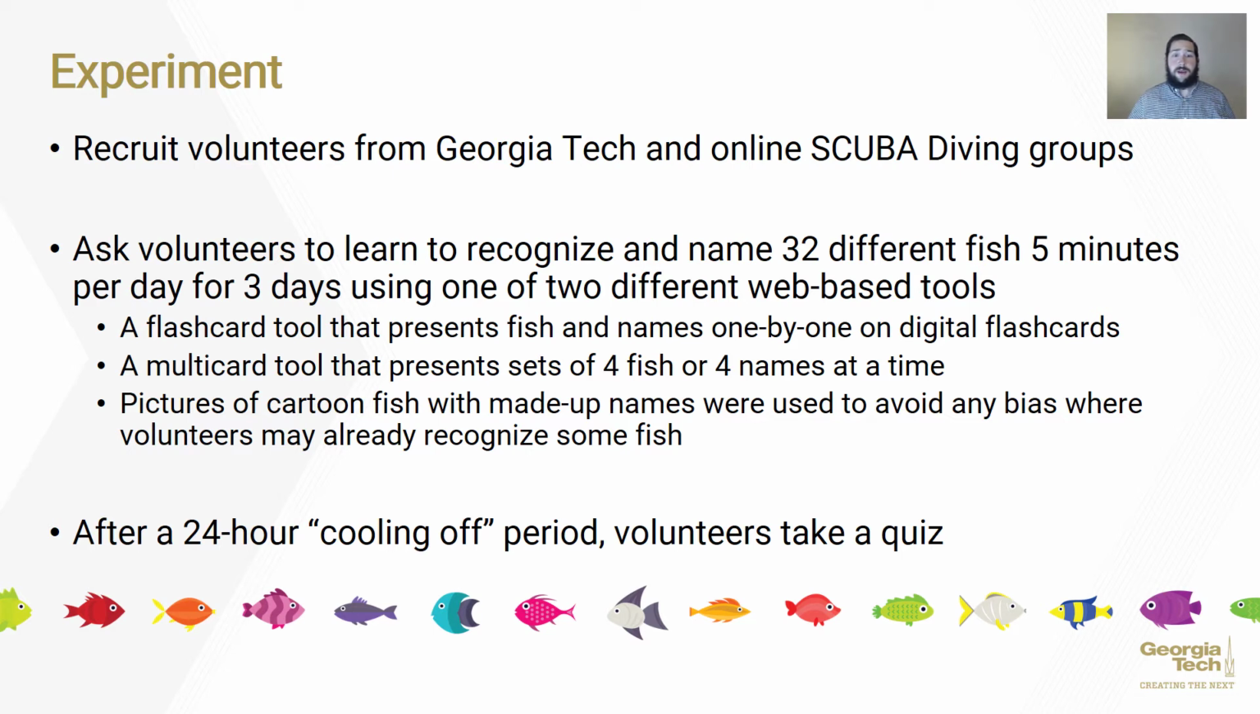Cartoon fish with made-up names were used to remove any bias that might have occurred from a volunteer already knowing that species of fish. Then after 3 days, the volunteers were locked out of the studying tool and had to wait 24 hours before they could take their test.